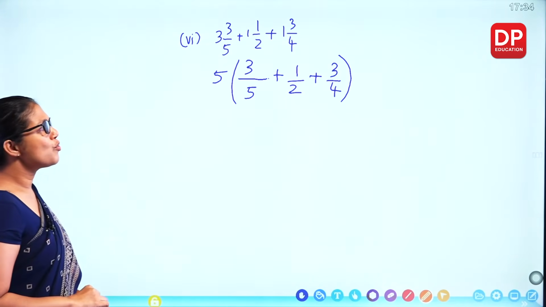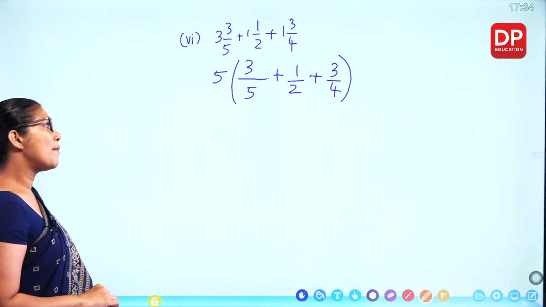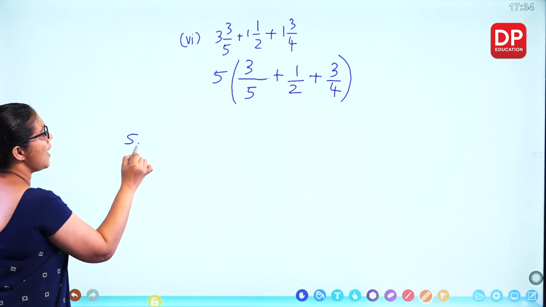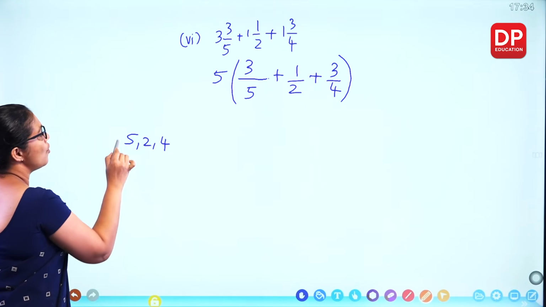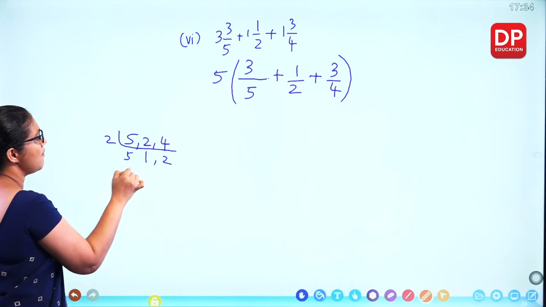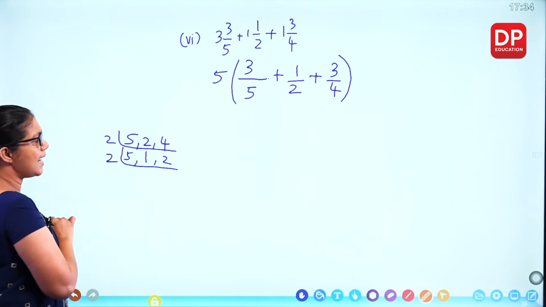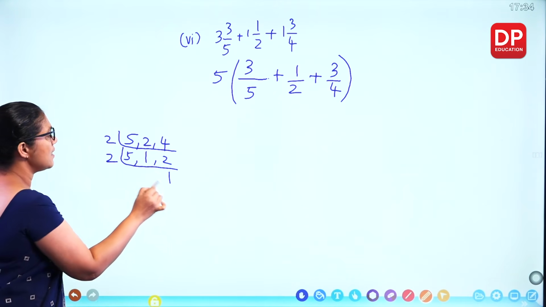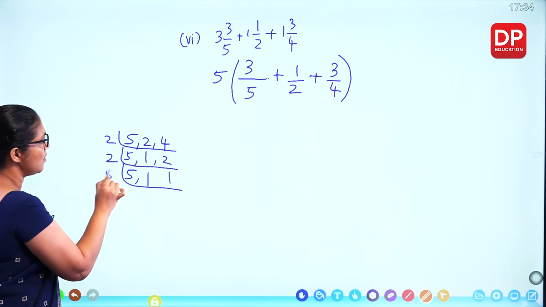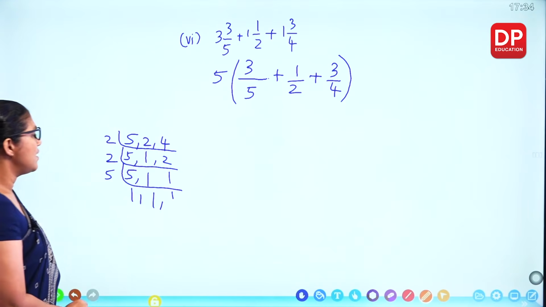So 5 and 2 and 4 in the denominator. So how can we find out the lowest common multiple? So we'll find out. 5, 2, 4. Divide by 2, you get 1 and 2 here. 5, you write as it is. You can see 2 is again a common factor. You can divide. 5 is remaining. You can divide by 5 again. Till you get 1, you have to divide.